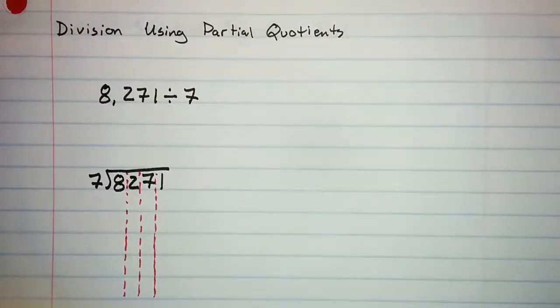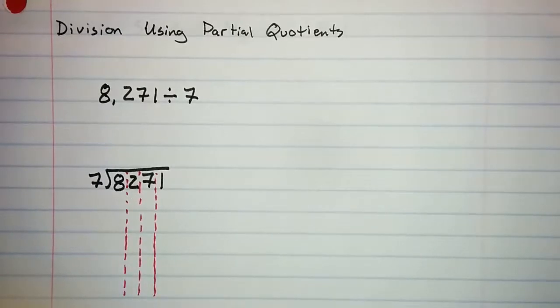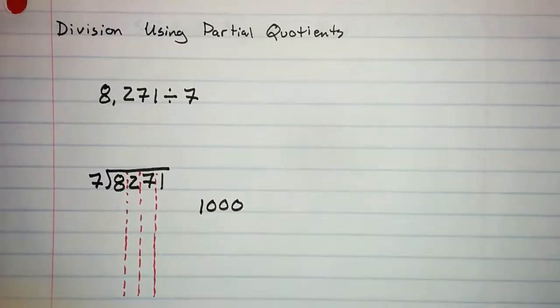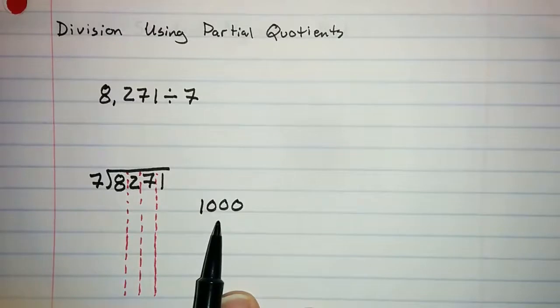Now, if I have 8,271 things, I want to know how many groups of 7 I can make. And I frankly have no idea off the top of my head. So what I'm going to do is try a guess. It looks like I can probably make at least 1,000 groups. I'm going to write that down over here.